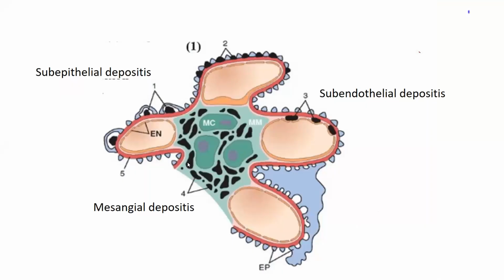So here again, orient yourself. This is your podocyte, glomerular basement membrane, and the endothelium of the capillary. If you have deposits here between the endothelium and the glomerular basement membrane, you call them subendothelial deposits. If they deposit outside the glomerular basement membrane on this side, you call them subepithelial deposits. Sometimes these deposits can deposit within the mesangium. Then you call them mesangial deposits. So you will understand the importance of this later during the course of today's talk.